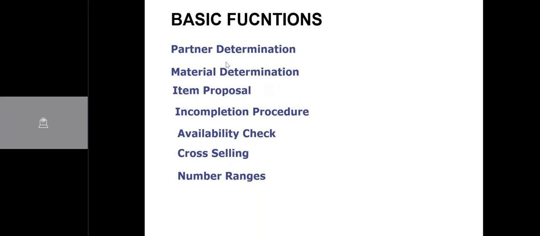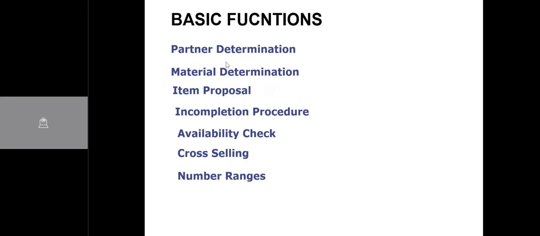So this item proposal is a concept of a fast entry tool, where the customer places the order rather than calling all the products manually. We can copy from the item proposal. That is the concept. In the completion process, what are the important fields in the sales document?